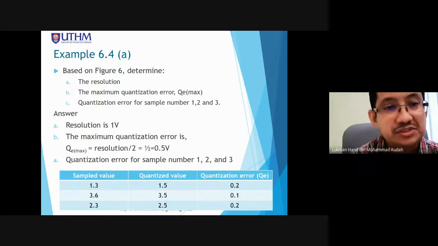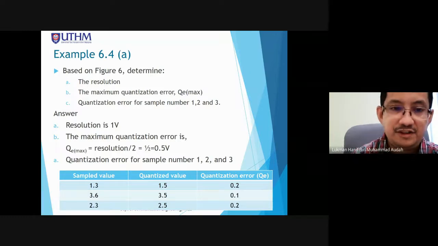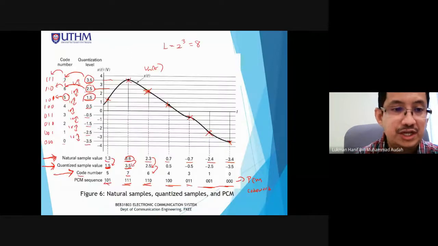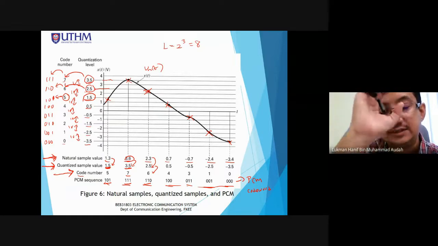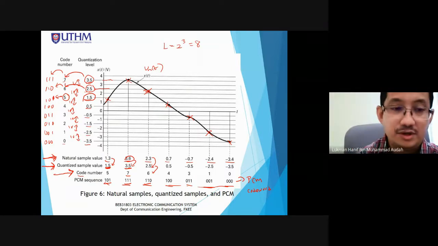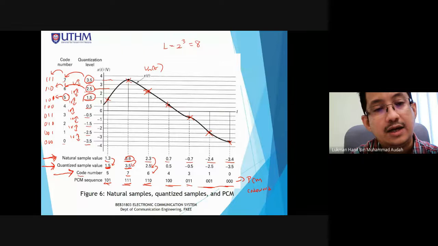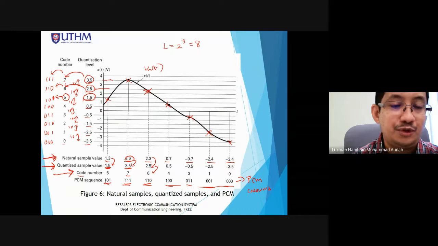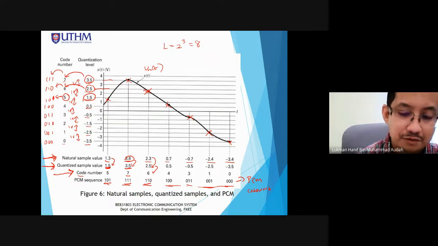So kita lihat example 6.4. Okay. So based on figure 6, determine the resolution. So resolution kita dah nampak tadi, resolution ni bersamaan dengan 1 volt, jarak antara setiap quantization level, iaitu 1 volt. Ini daripada gambar dah nampak 1 volt. Tetapi nanti you akan lihat ada formula untuk mencari nilai resolution. Okay, nanti kita akan belajar tentang dia punya formula. But for this example, you can see directly from the picture that the resolution is 1 volt.